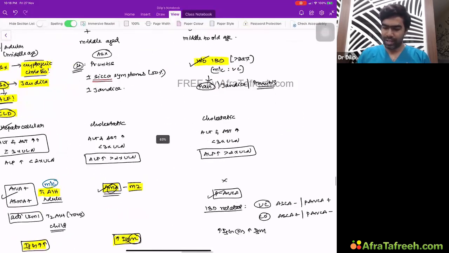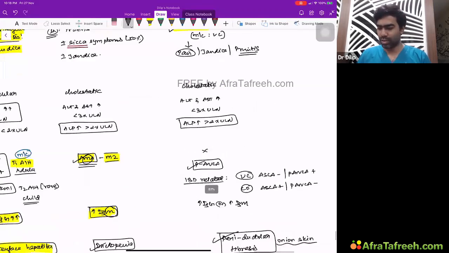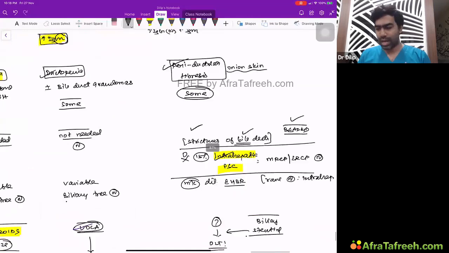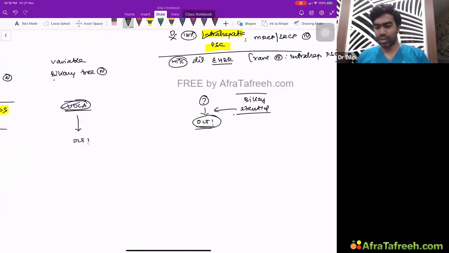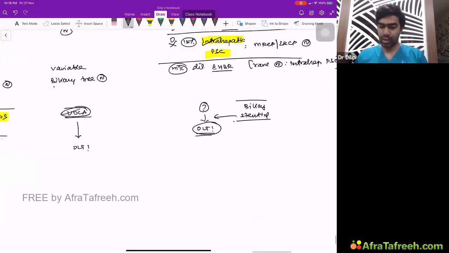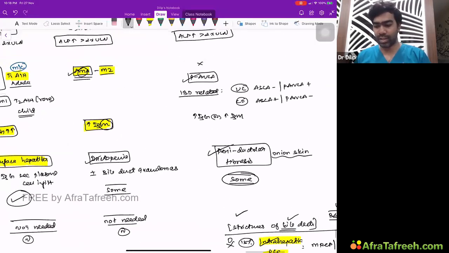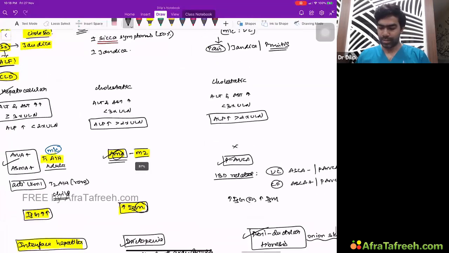Apart from that, PSC carries a significantly high risk of cholangiocarcinoma. This is a very important point because many patients with PSC can have an underlying cholangiocarcinoma. Because of that, you have to consider OLT, because cholangiocarcinoma is an absolute contraindication for orthotopic liver transplantation. So always rule out cholangiocarcinoma before going for OLT in a patient with primary sclerosing cholangitis.